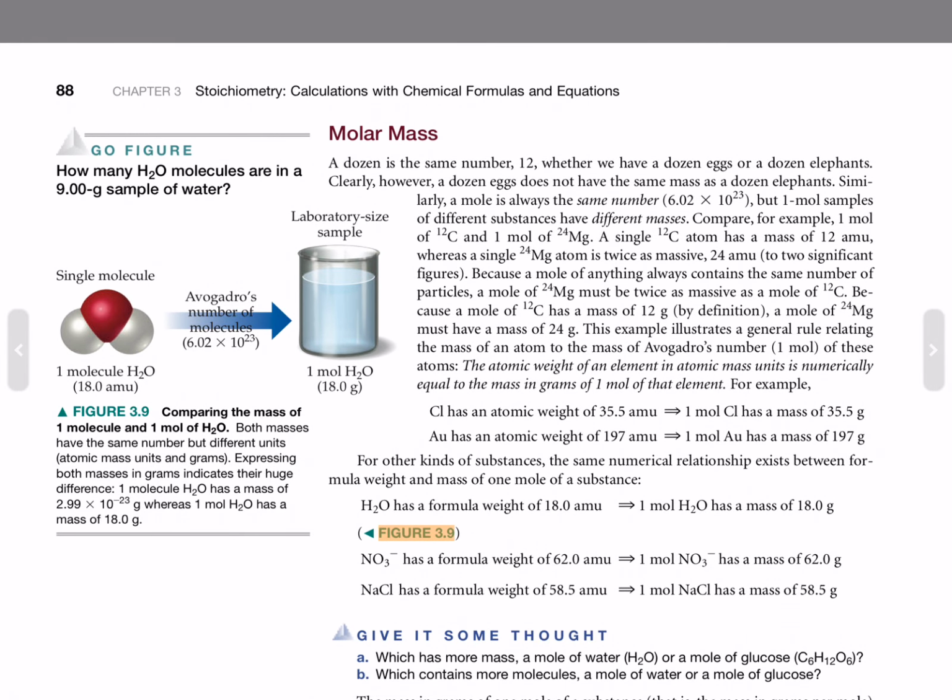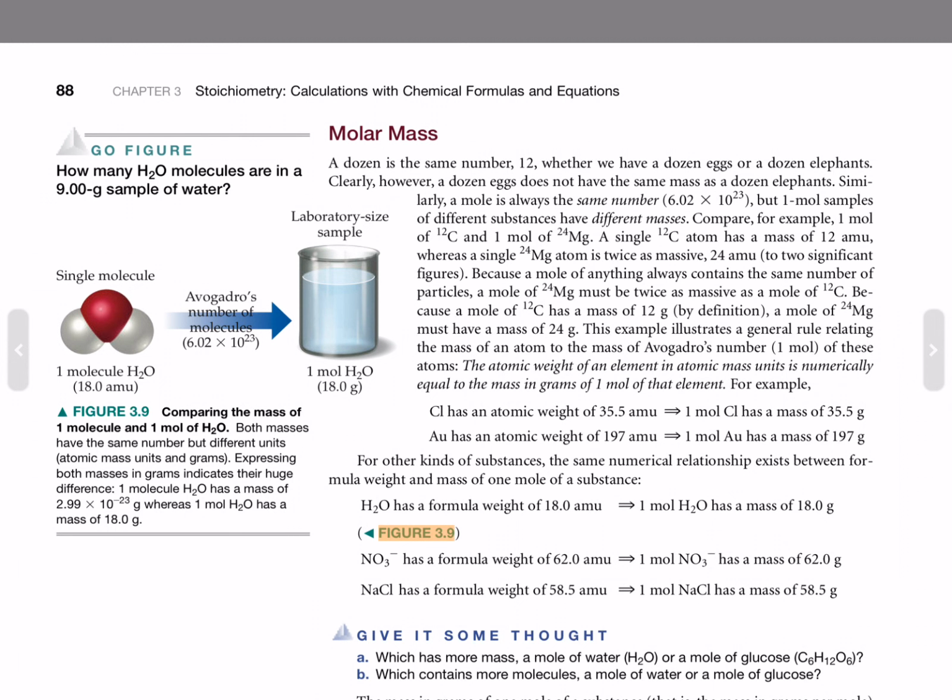Molar mass. A dozen is the same number, 12, whether we have a dozen eggs or a dozen elephants. Clearly, however, a dozen eggs does not have the same mass as a dozen elephants. Similarly, a mole is always the same number, 6.02 times 10 to the 23rd, but 1 mole samples of different substances have different masses. Compare, for example, 1 mole of carbon-12 and 1 mole of magnesium-24.